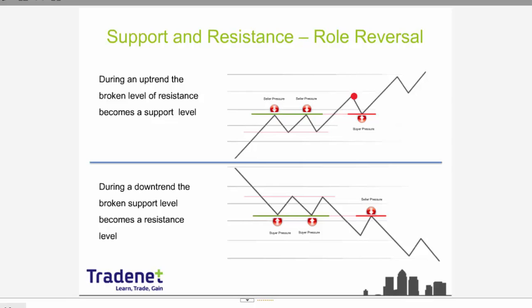But now the role is changing, meaning what was previously a resistance now becomes support. And this is so technically clear, you will see that in so many cases. And what's the reason that this kind of thing happens? And again, I want to go to crowd psychology.